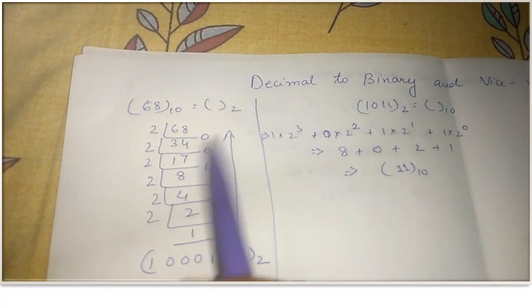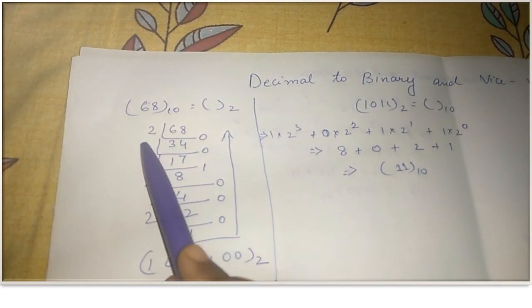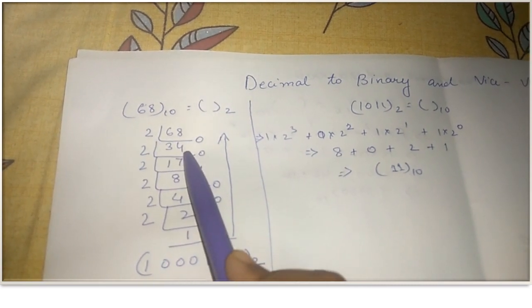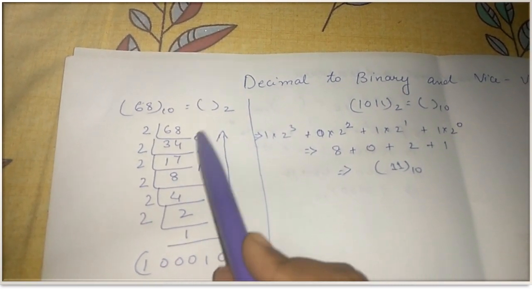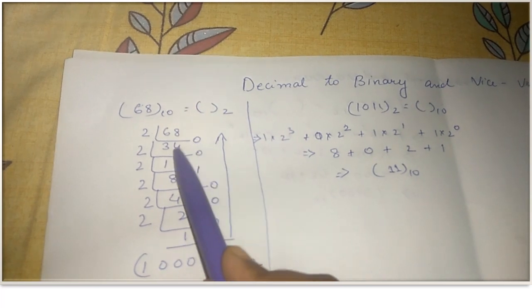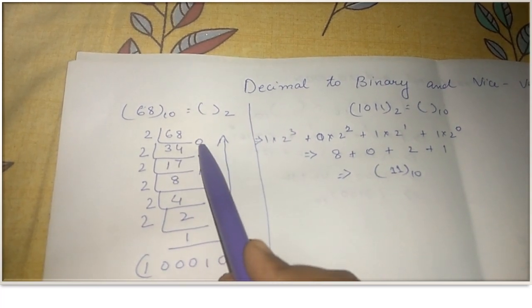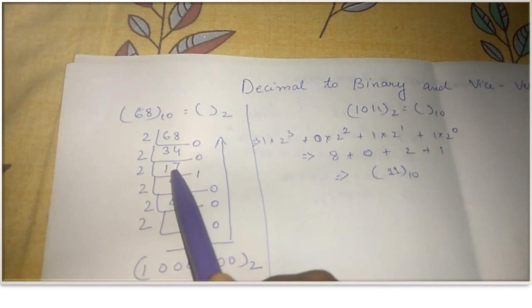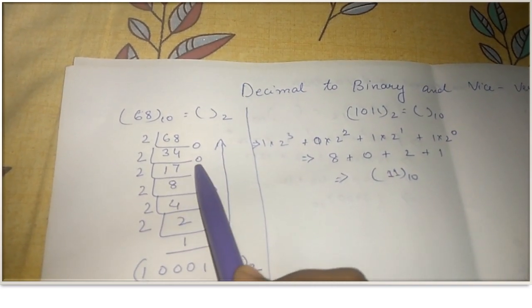Okay, so we will divide it by 2. Then 68 divided by 2 gives 34, and its remainder is 0. So here we will write the remainder. Then 34 is divided again by 2, and we get the quotient 17, and the remainder is 0.